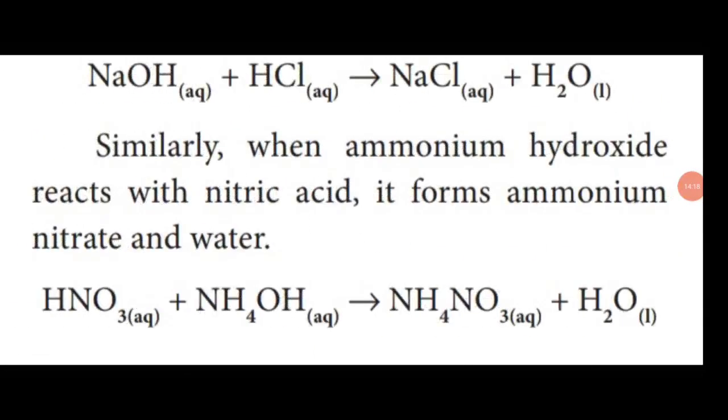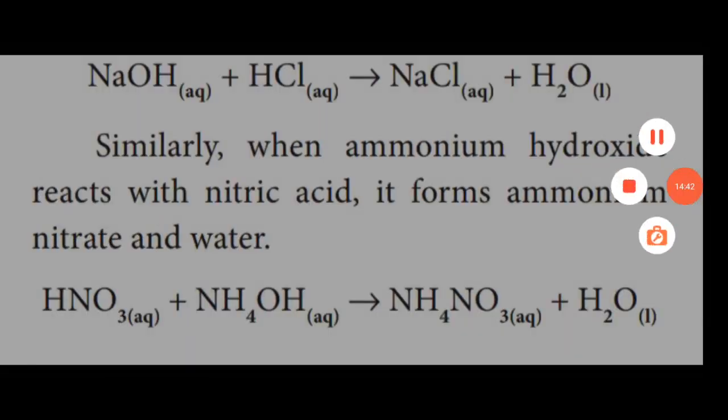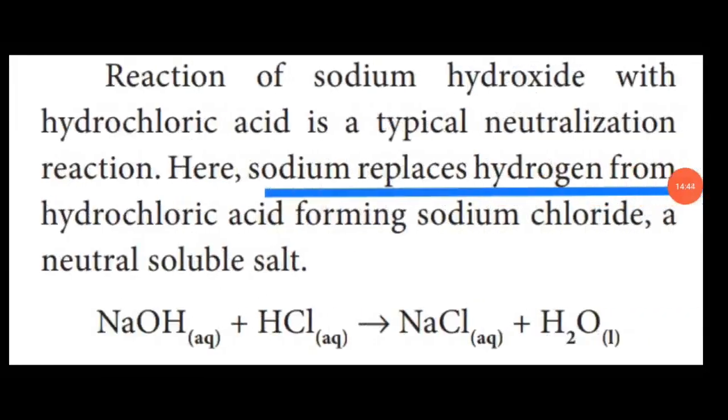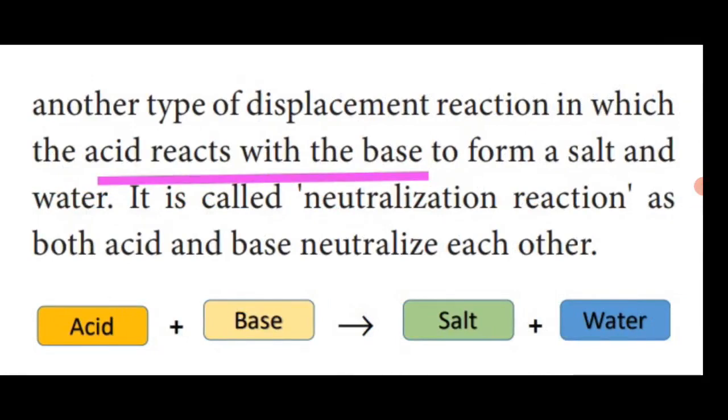Another example: when ammonium hydroxide reacts with nitric acid. Ammonium hydroxide is a base. Nitric acid is an acid. Nitric acid formula HNO3 and ammonium hydroxide formula NH4OH react to form ammonium nitrate and water. Ammonium nitrate formula NH4NO3 and water H2O. This is another example of neutralization reaction. What is a neutralization reaction? Acid reacts with the base to form a salt and water. This is called neutralization reaction. Every acid is neutralized by a base.